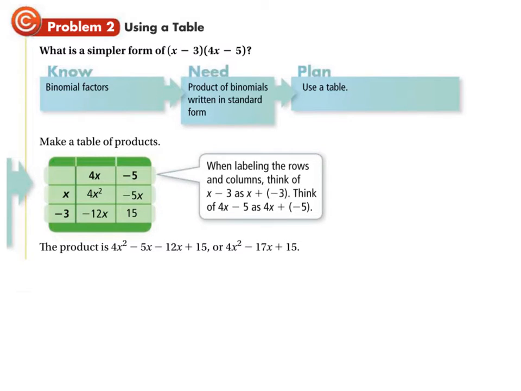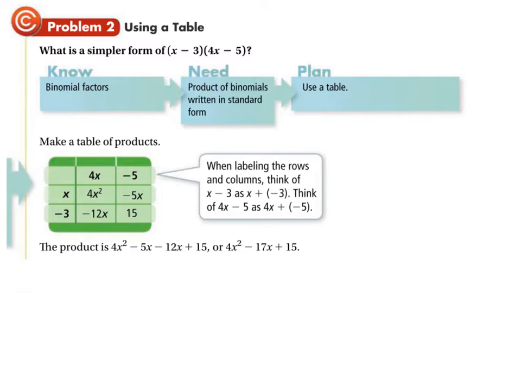Okay, so they're telling you to use a table here, and they say, what is the simpler form of x minus 3 times 4x minus 5? Here's what they've done. They say, well, we know that we've got these binomial factors. Factors are things that you multiply together to get a product. And the product of binomials written in standard form is what we need to get to. So here's the plan, use a table. They've written x minus 3, they put the x term here, the negative 3 term here, and they put the 4x minus 5 up here, 4x here, negative 5 here.